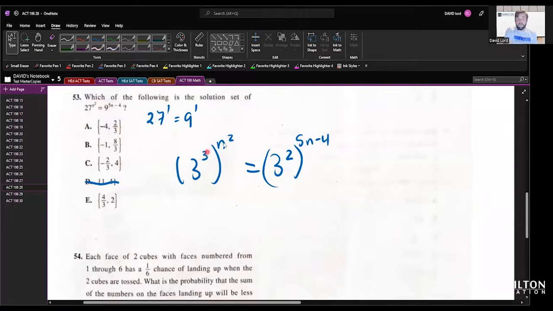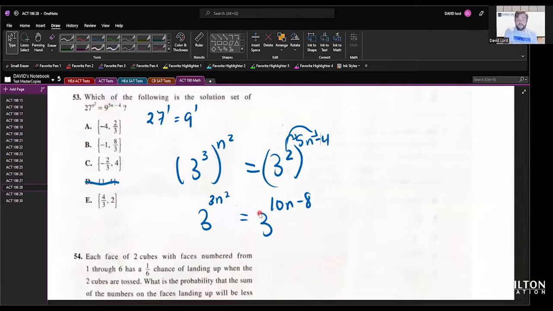I'm going to multiply these exponents because they're power raised by power. So I get 3 to the 3n squared is equal to 3 to the 10n minus 8. Don't forget to distribute this to both terms. Now that the bases are the same, we can set the exponents equal to each other.